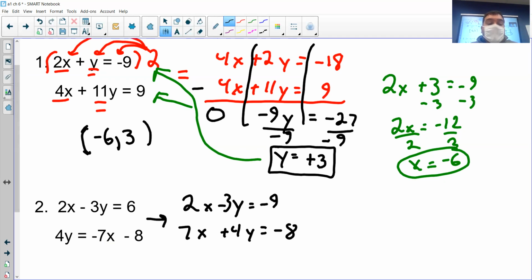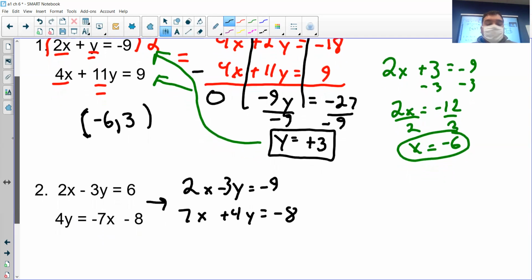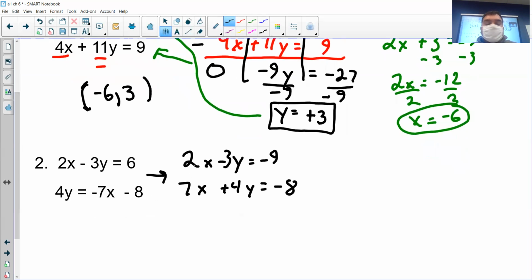Okay. Now, if we added or subtracted vertically at this point, 2 plus 7 and 2 minus 7 wouldn't disappear. Negative 3 plus 4 and negative 3 minus 4 wouldn't disappear either. It should be a 6. You know why? Because I was looking at the old problem. Good catch. Thank you.